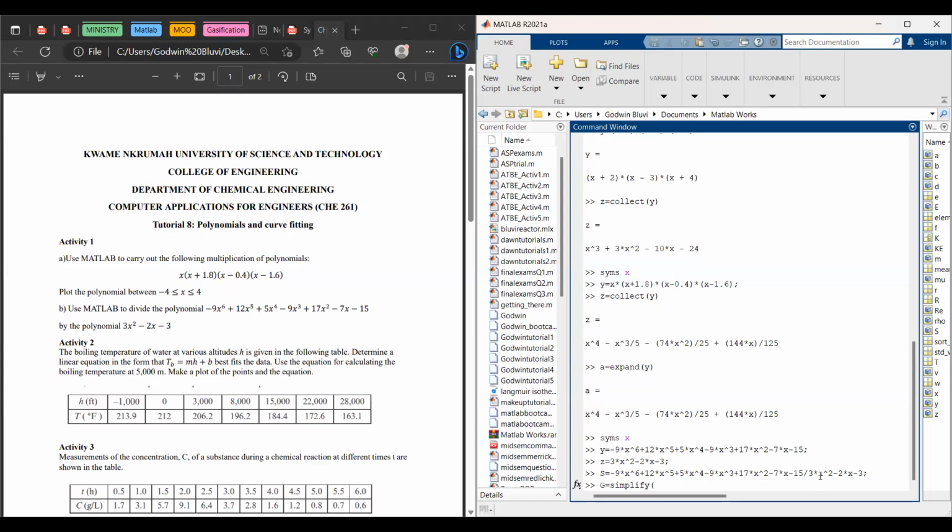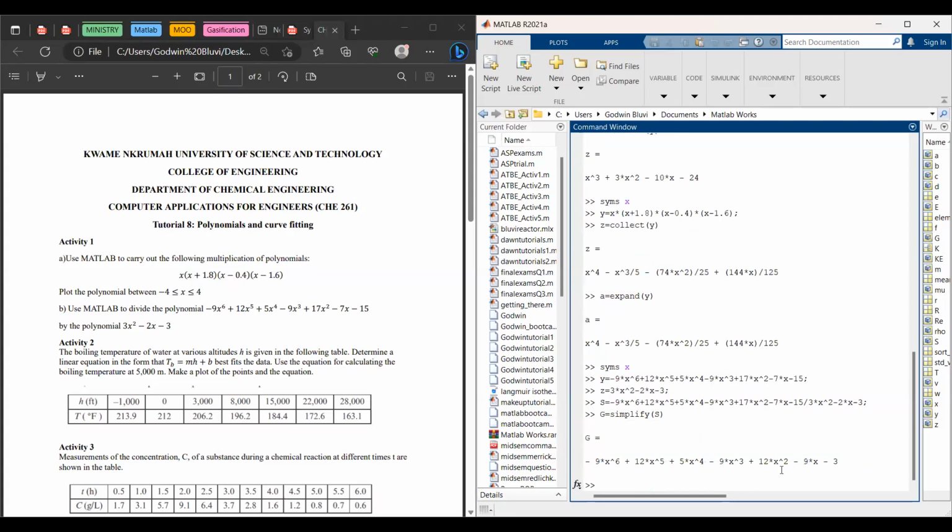Shouldn't you have placed the numerator in a bracket or something? Well, okay, let's try it and see. So simplify S. Yeah, so what you're saying is right. I should have placed the whole numerator in the bracket. Because you realize it didn't simplify it for us. I think it performed another computation for us. So we put this in the bracket.